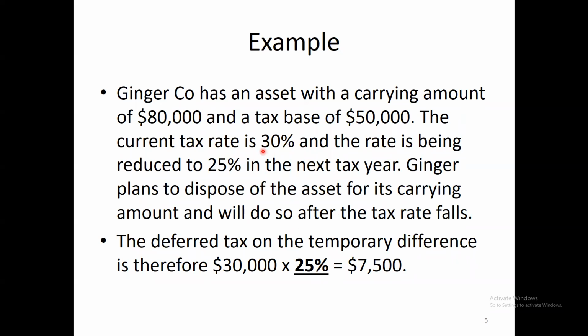So if there are no changes in the tax rate, it is simple. The temporary difference is 30,000 and the tax rate is 30%. Therefore 9,000 we can put easily. But now the tax rate has changed, so we have to apply the new tax rate. The deferred tax on the temporary difference is therefore 30,000 multiplied by 25%. This 7,500 will be charged as deferred tax. Deferred tax liability account credit 7,500. So we have to use the new rate.